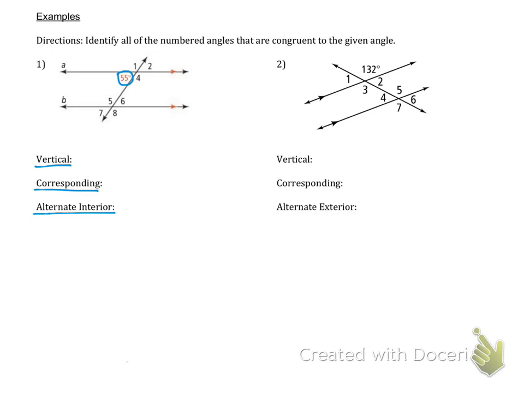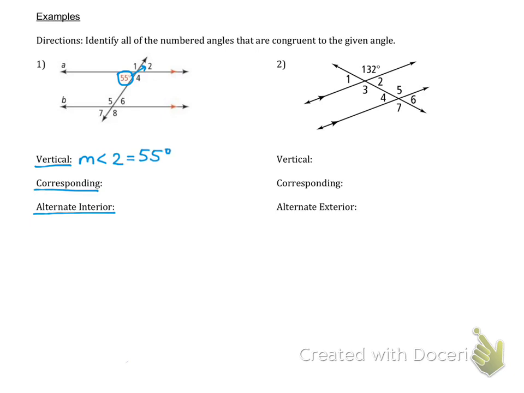So if we're given 55 degrees, which angle is vertical? And that's the angle across from 55, which is angle 2. So I know that vertical angles are congruent. So the measure of angle 2 is equal to 55 degrees.